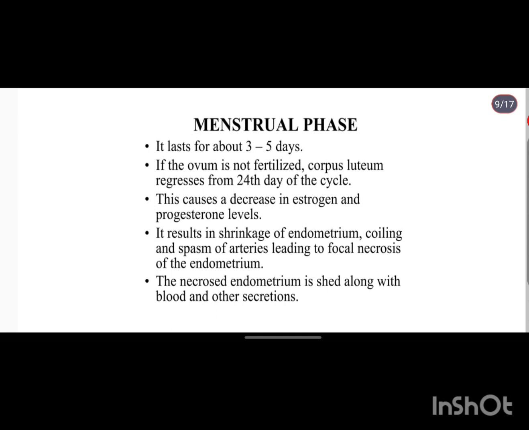and this usually occurs because of the decrease in the estrogen and progesterone levels. When these levels are reduced, the corpus luteum undergoes degenerative changes from the 24th day of the cycle. Because of these changes in the corpus luteum, there is shrinkage of the endometrium, resulting in necrosis of the surrounding endometrium, and this causes the endometrium to be shed along with the blood and other secretions. So this is what happens in the menstrual phase.